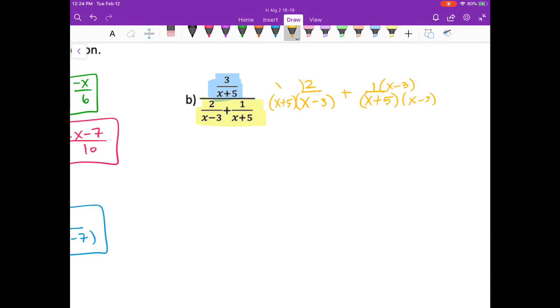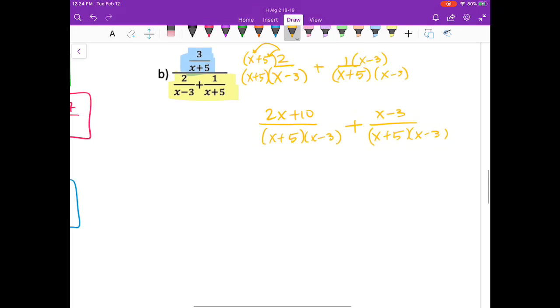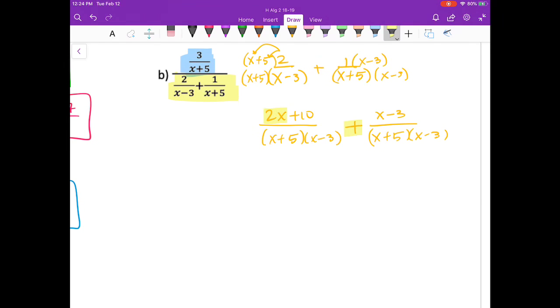Well, if we multiply it on the bottom, we have to multiply by it on the top. And then we'll distribute because we know we're going to need to combine our like terms. So we have 2x plus 10 over x plus 5, x minus 3, plus x minus 3 over x plus 5, x minus 3. And we combine our like terms. So I've got 2x plus another x. I've got 3 x's. And then 10 plus a negative 3, 7. Over x plus 5, x minus 3.